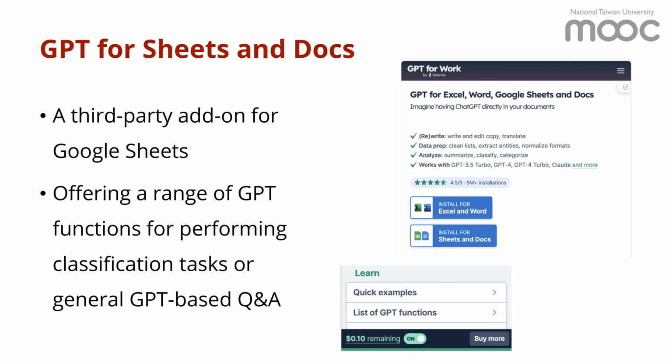But fortunately, they offer 0.1 of free credit for you to test it out. For us, this is enough to complete this exercise more than 10 times, even 100 times. So we can use it in this hands-on session. The extension offers several GPT functions for tasks such as classification, information extraction, translation, and general Q&A. It is very convenient to use in Google Sheets.